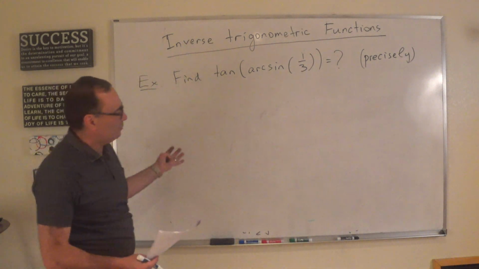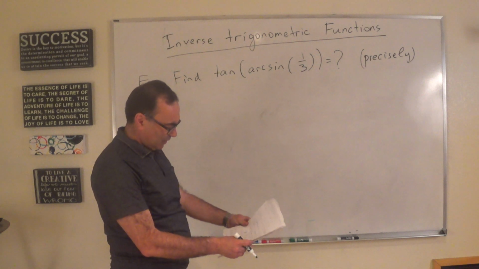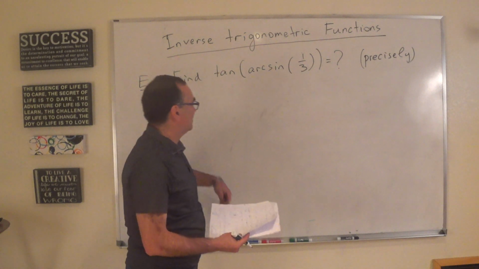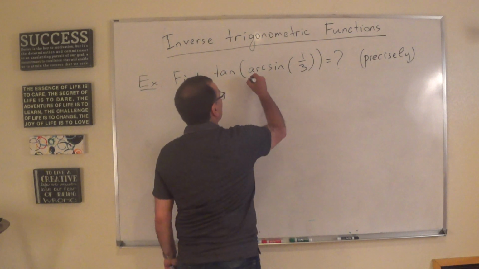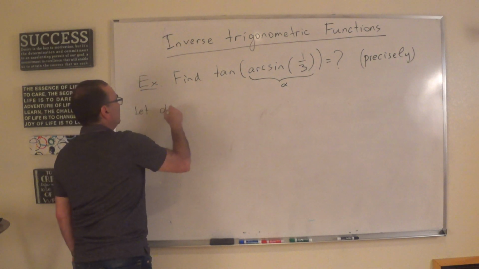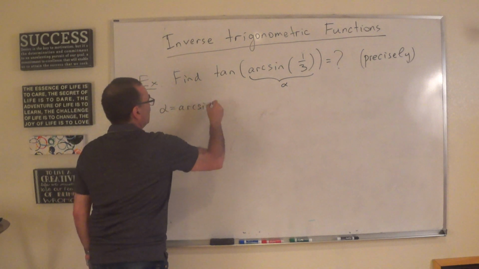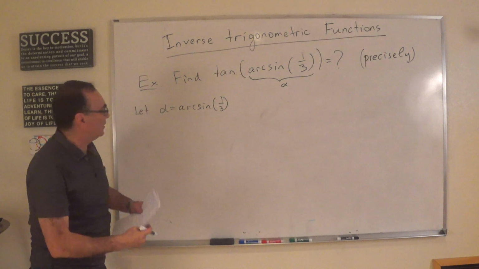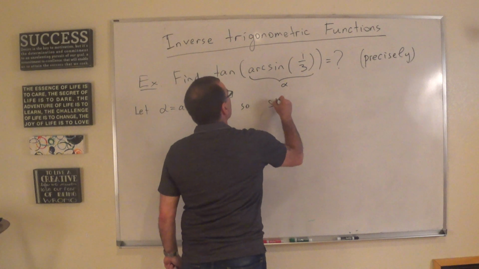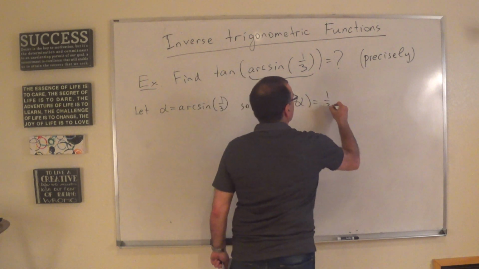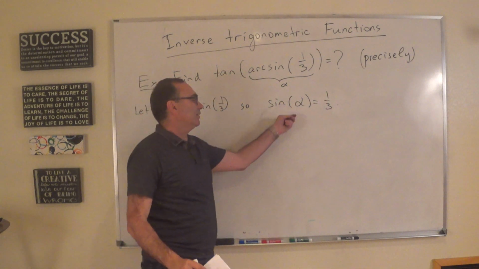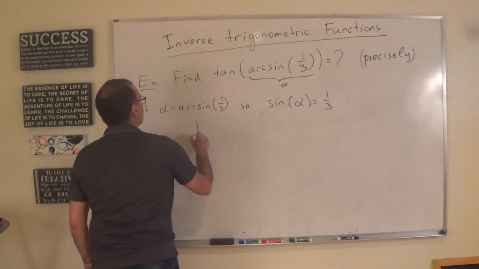You can actually use some formulas from trigonometry, but using formulas from trigonometry is difficult, so it's much easier to use the following method. So let's denote arc sine 1/3 by alpha. So let alpha equal arc sine of 1/3. Now what does that mean? It means that alpha is an angle whose sine equals 1/3. So sine of alpha would equal 1/3. And what does that mean? It means that alpha is an angle in a certain right triangle. So let's draw this right triangle.